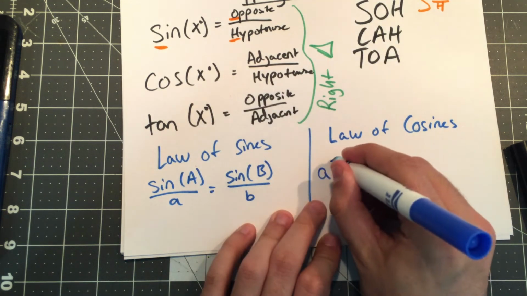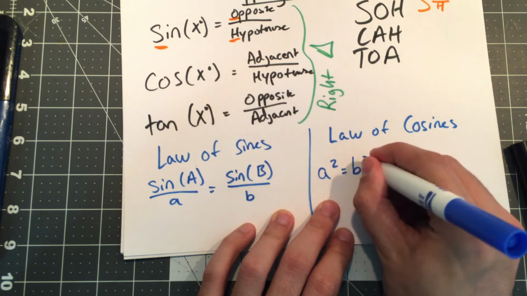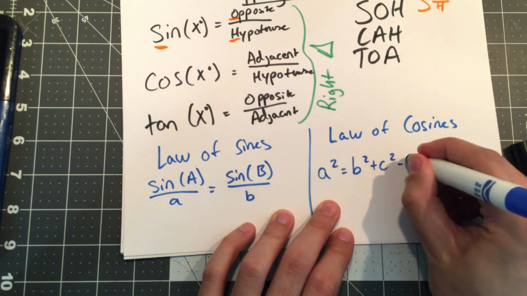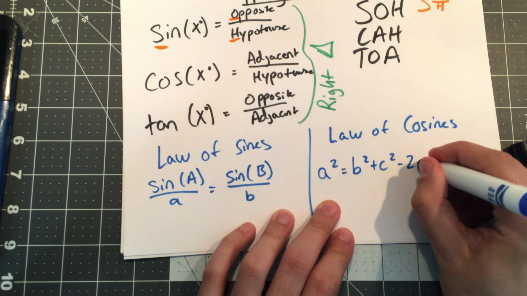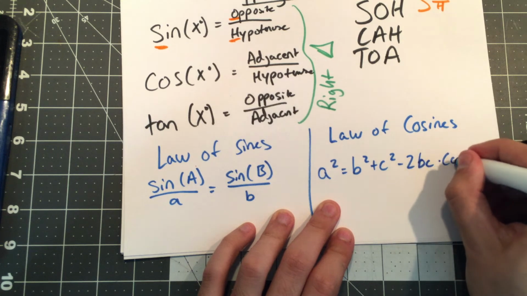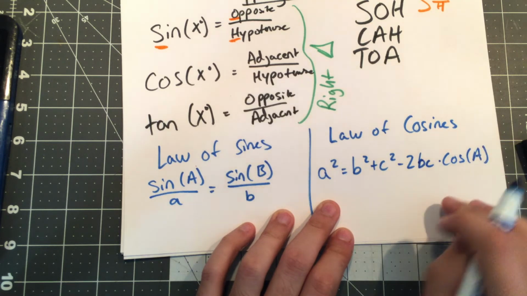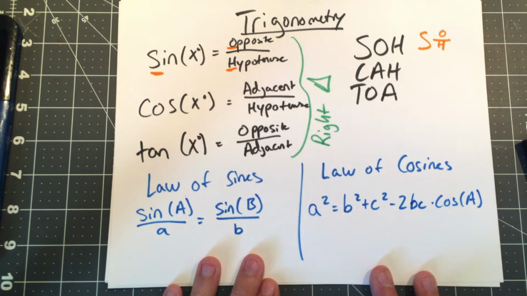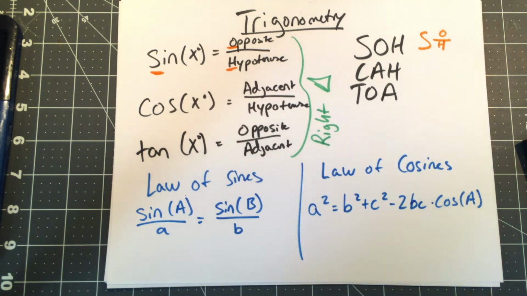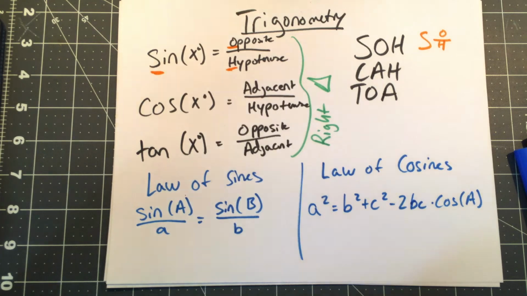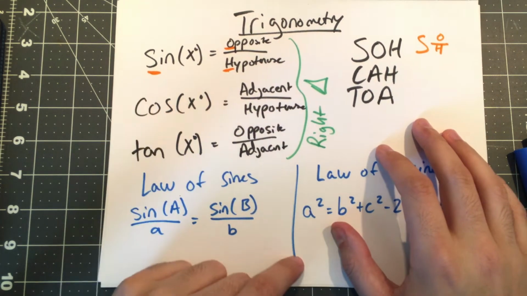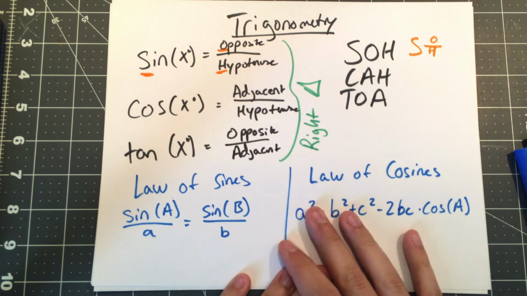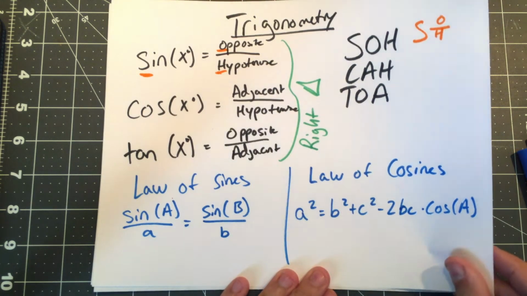Law of cosines was a little bigger. A squared equals b squared plus c squared minus 2bc times the cosine of A. That one's a little harder, but we're going to do equations for both of those towards the end of the video today. Those are the big ideas you have to know. Everything else is coming from these pieces. We had calculators, we had trig charts that we used, so make sure that you know all of this stuff. If you need to, pause the video and copy it down.